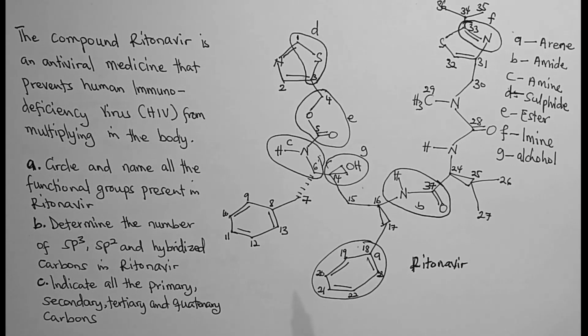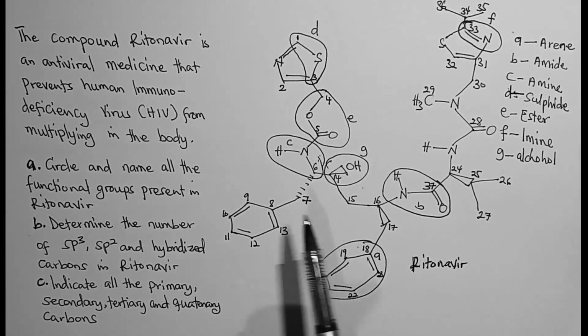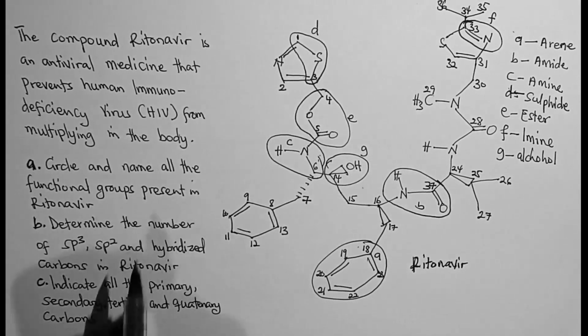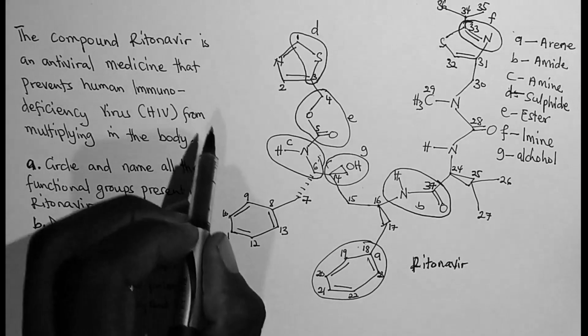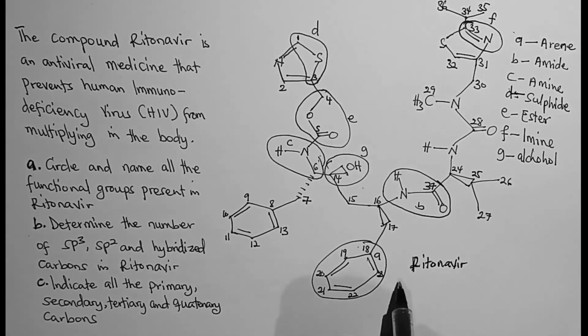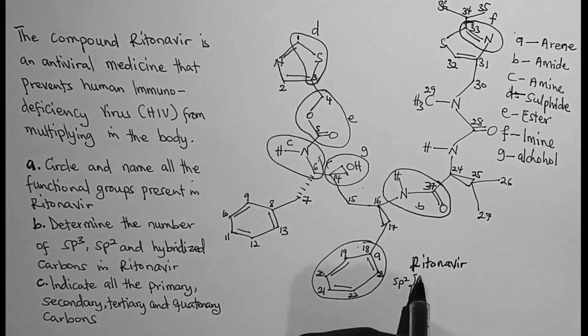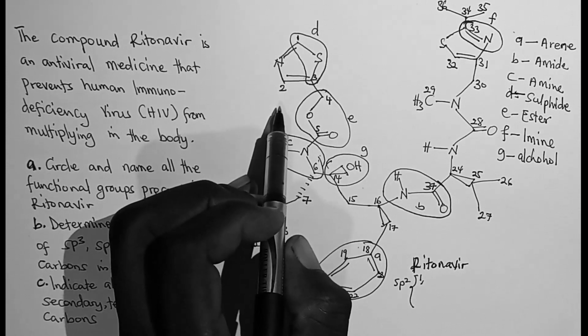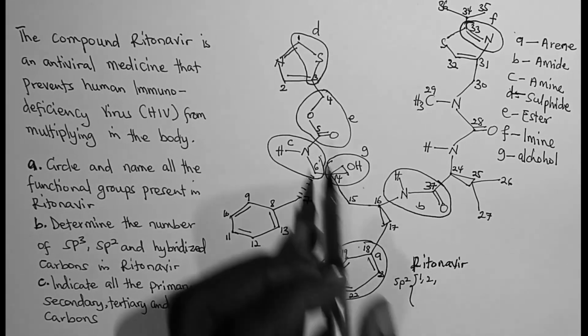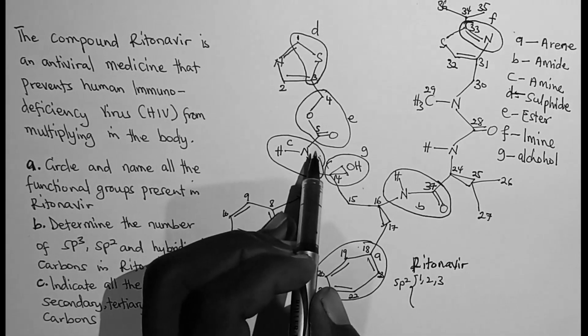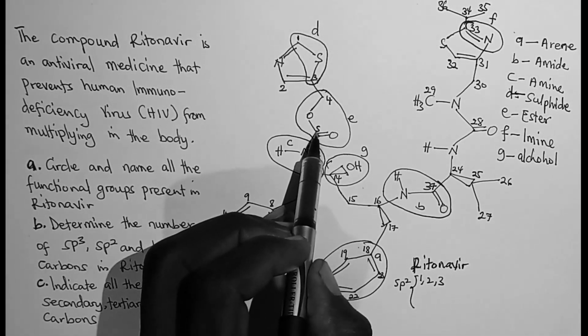Now, since there are 37 carbons, let's first determine the number of carbons which are sp2 hybridized. Since these carbons are sp2 hybridized, it means that they contain double bonds. So let's look for the carbons that contain double bonds. So let's list those sp2 carbons here. You see that carbon 1 is sp2, it's a double bond. Then carbon 2, then carbon 3, then this carbon 5.